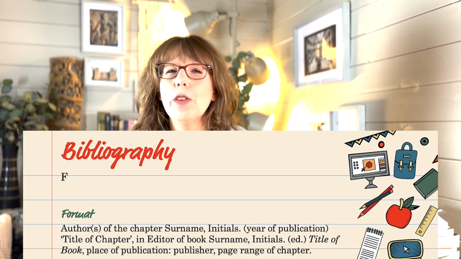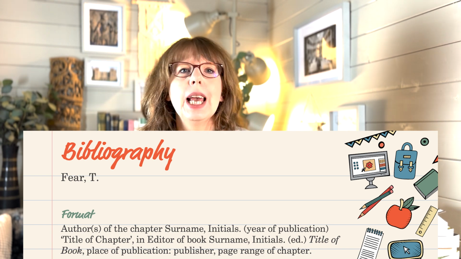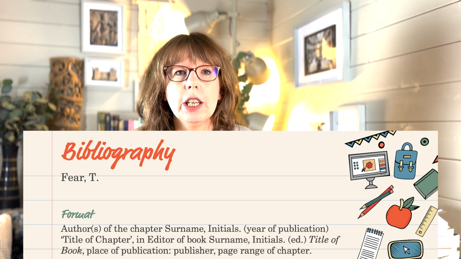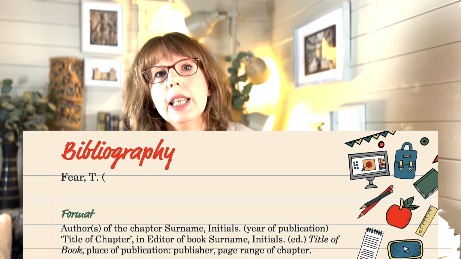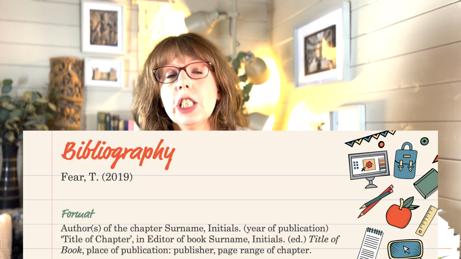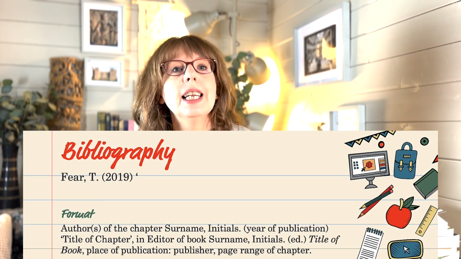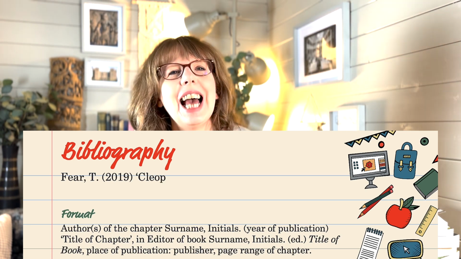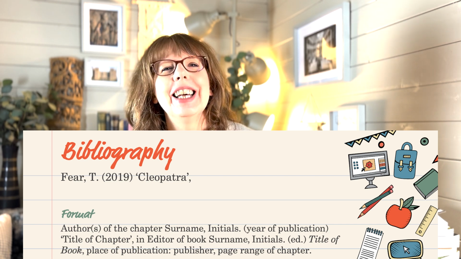So first I need the author of the chapter. That's the surname followed by initials. So for my chapter, that would be Fear, T, and then a full stop. Next, I need to find the year of publication and put this in brackets. I can see from the pages at the beginning of the book that this book was published in 2019. Then there's the title of the chapter in single quotation marks. The chapter I want to reference is called Cleopatra. Now we need to add the word in, because this chapter is included in a book.